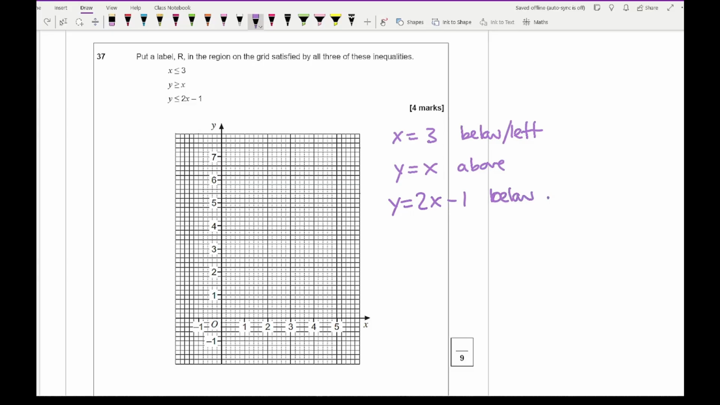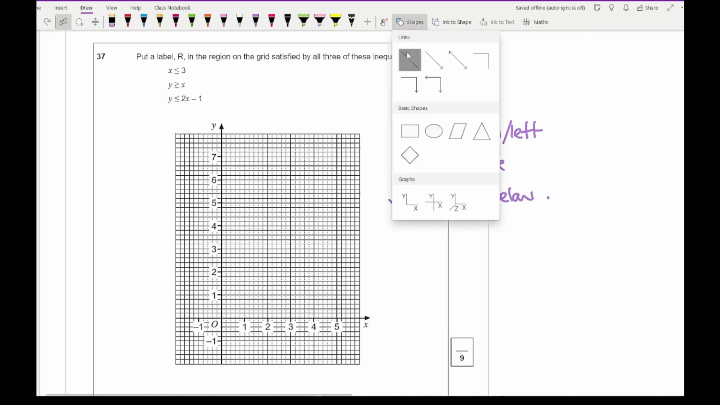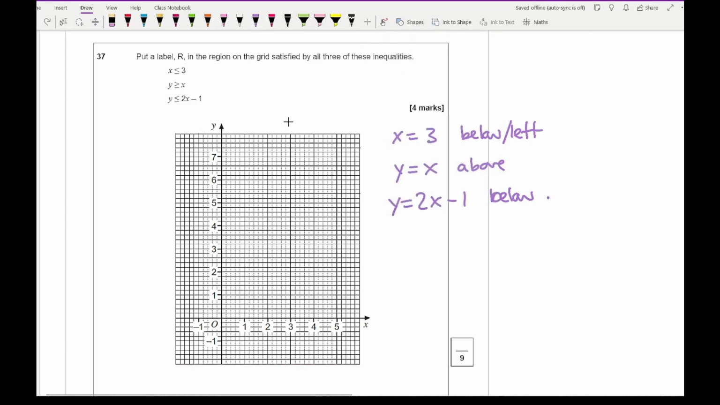So plotting x equals 3, they're all going to be solid lines because it can equal that. So that's going to be a vertical line through x equals 3. And so let me just plot that accurately. And let me just extend that line like so. Now whenever you are drawing lines, you do want to make sure you're going right to the limits of the graph paper. So that's x equals 3, and I want that side of that line.